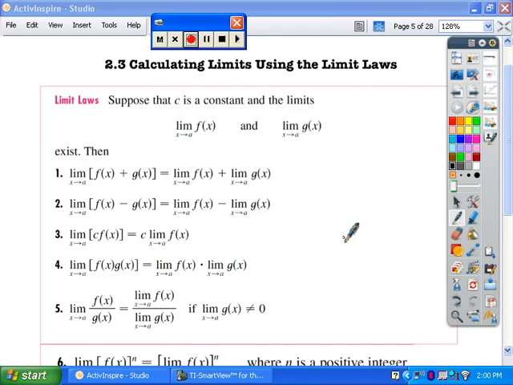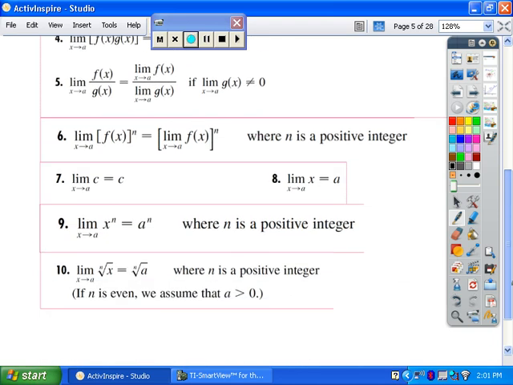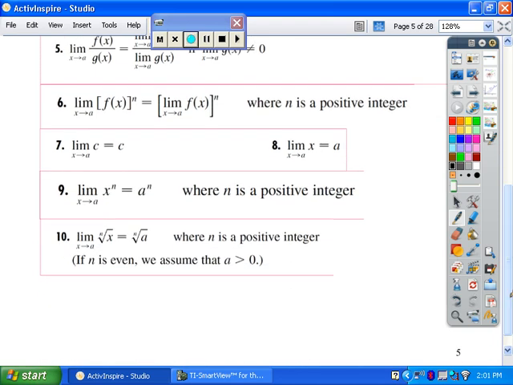So if you have two separate functions, you can take their limits separately and add them, subtract them. You can pull a constant in the front. You can multiply them. You can divide them. You can take the power of the exponent outside of the limit.